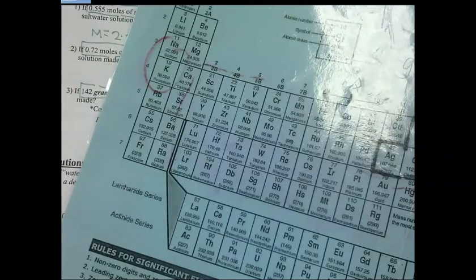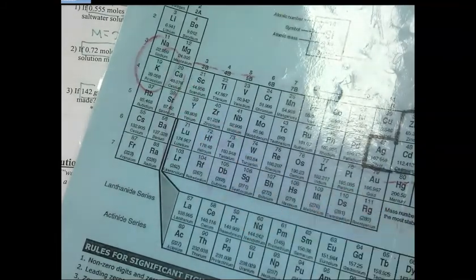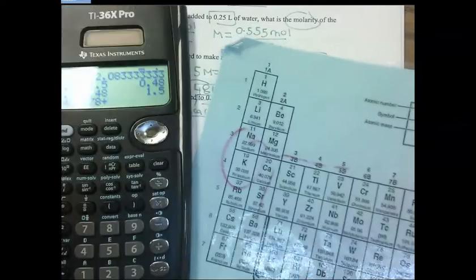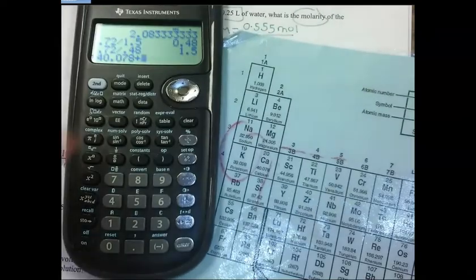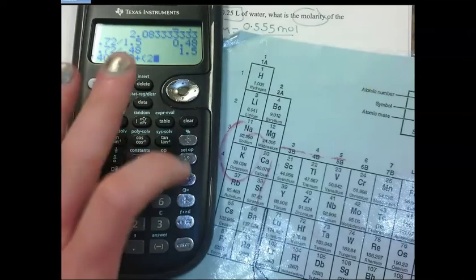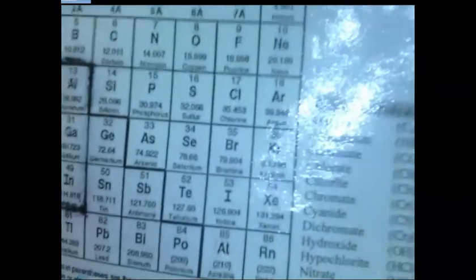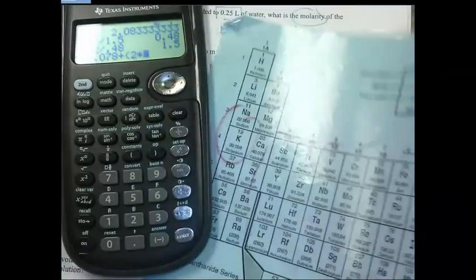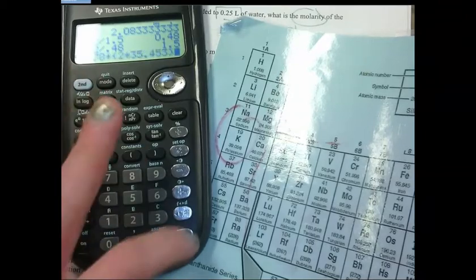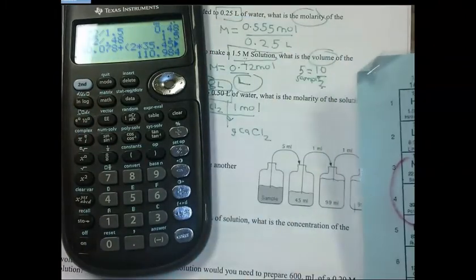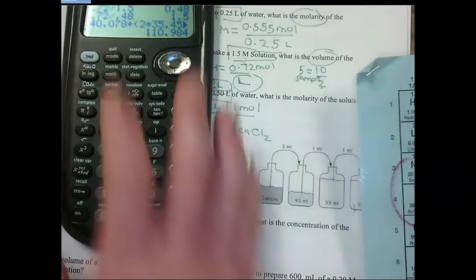All right, calcium. Calcium has a weight of 40.078, and I have one of those, so I'm going to put it in my calculator. And then I'm going to add that to the weight of 2 chlorines. So 2 times, and then chlorine right here, it's got a mass of 35.453. Okay, so my molar mass is 110.984.